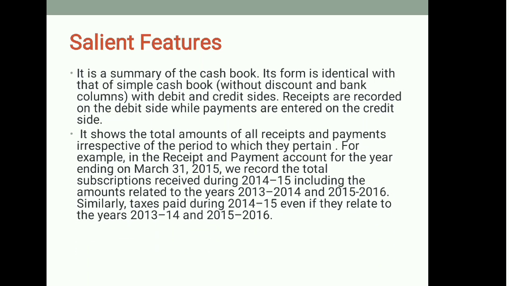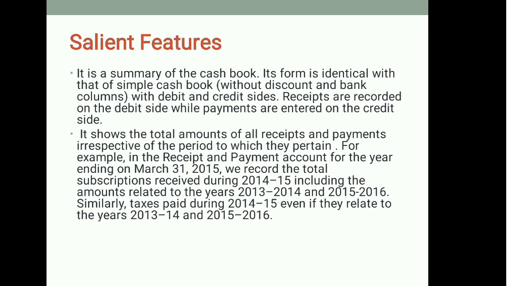It shows the total amount of all receipts and payments irrespective of the period to which they pertain. For example, in the receipt and payment account for the year ending March 31st, 2015, we record the total subscription received during the year 2014-15, including the amounts related to the years 2013-14 and 2015-16. Similarly, taxes paid during the year 2014-15, even if they relate to the year 2013-14 or 2015-16.